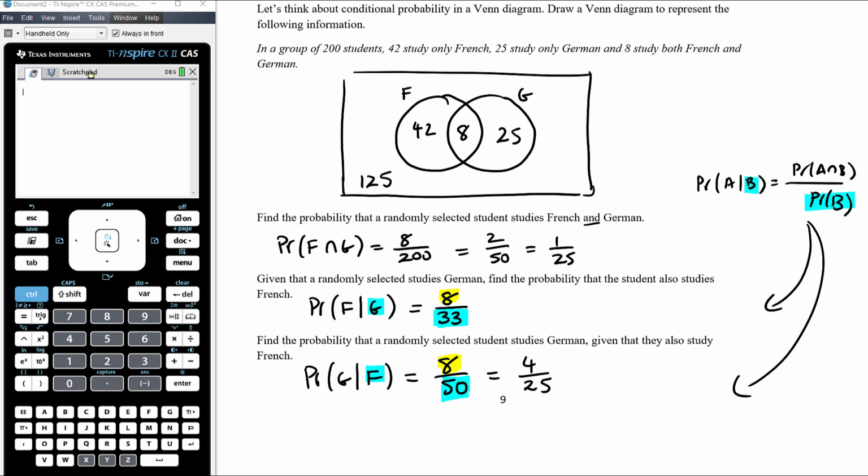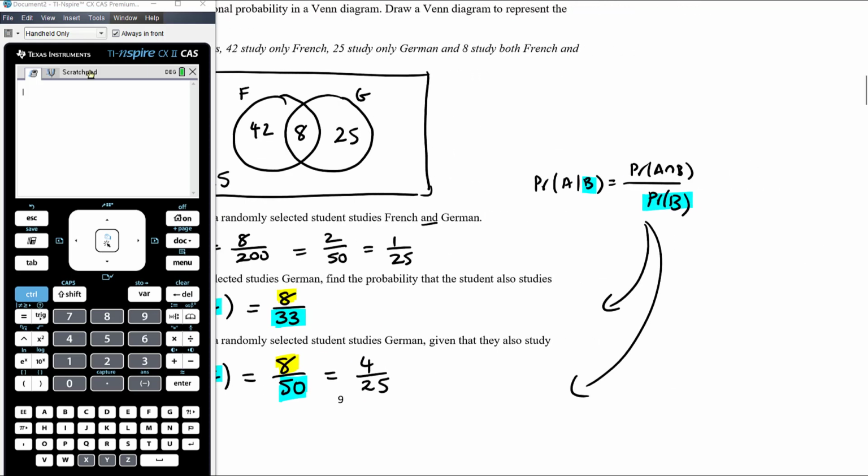Can I just be clear too, because I know I did slightly alter my language there. This formula is still the same if, rather than using probability of A intersection B over probability of B, it's the number of things in the intersection of A and B over the number of things in B. That's still the same thing as well.